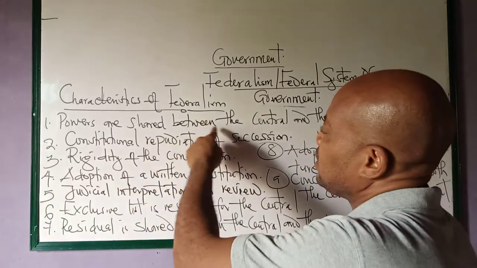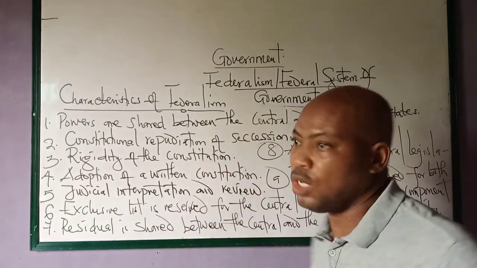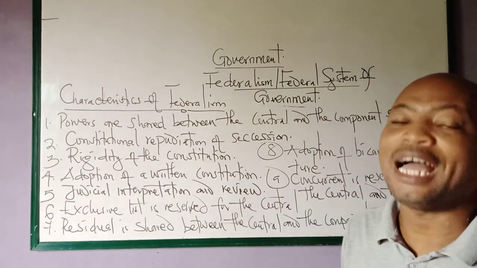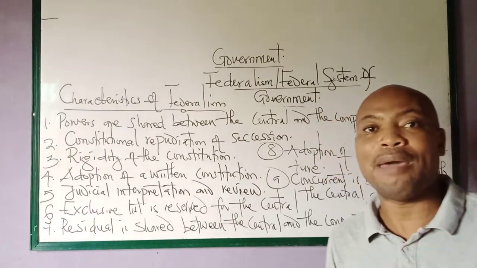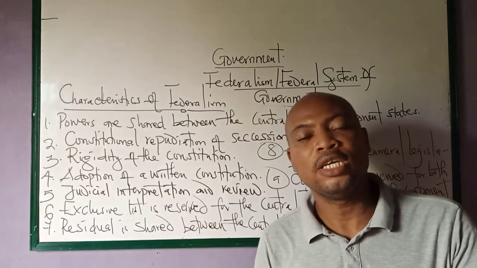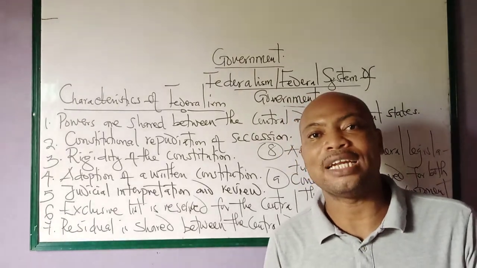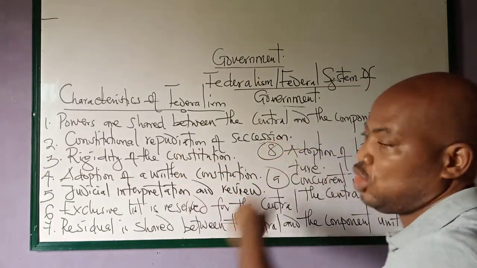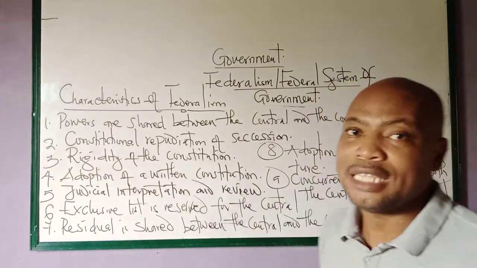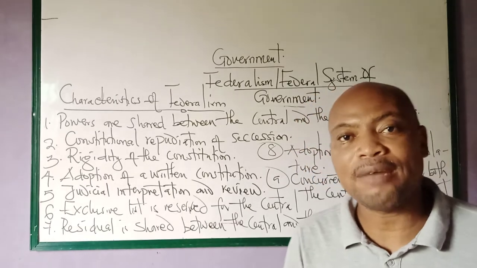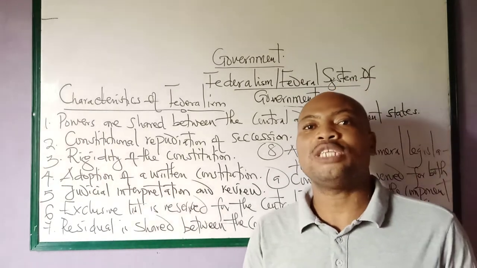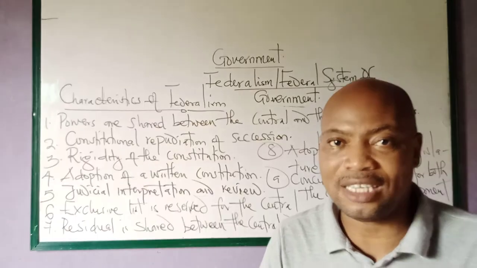Number one, powers are shared between the center and the component unit. We've discussed that before. We said powers are shared between the center and the component unit, thereby making each unit independent and autonomous. Then number two, constitutional repudiation of secession. That is, a federal system of government does not allow for a breakaway. It does not encourage secession.